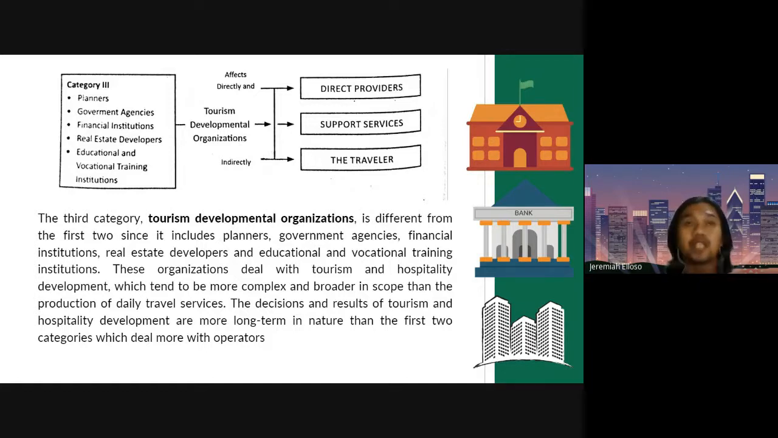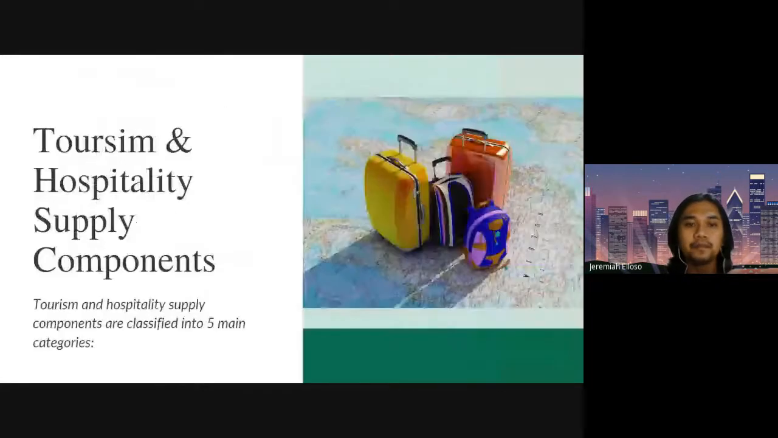The financial institutions assist the different tourism-related infrastructure and institutions by providing financial assistance for the needs of the businesses. So you see how it could affect directly the direct providers and indirectly affect the travelers.